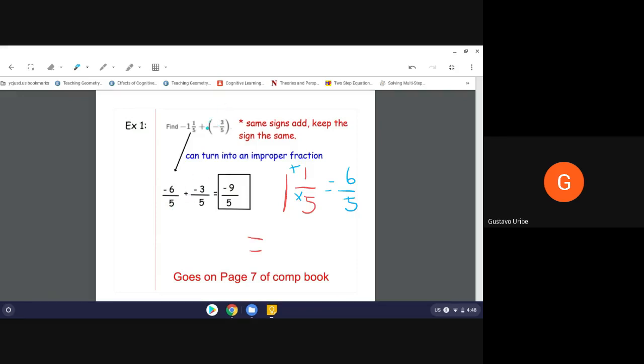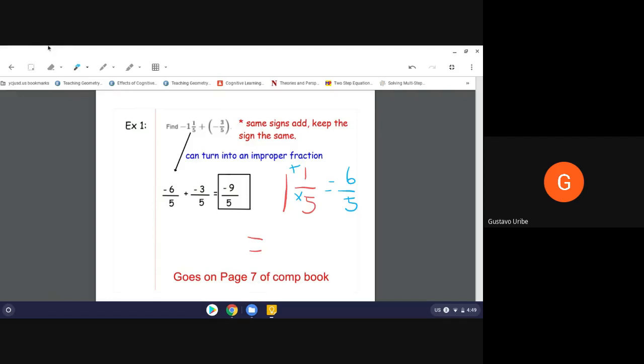These parentheses here aren't doing anything because there is a positive outside of them, so we can just get rid of them. Remember, your denominator stays the same, so I'm going to keep the 5. Same signs, add. So forget about the negatives for a second. 6 plus 3 gives me 9, and then keep the sign the same. So negative 9 over 5 would be your answer.